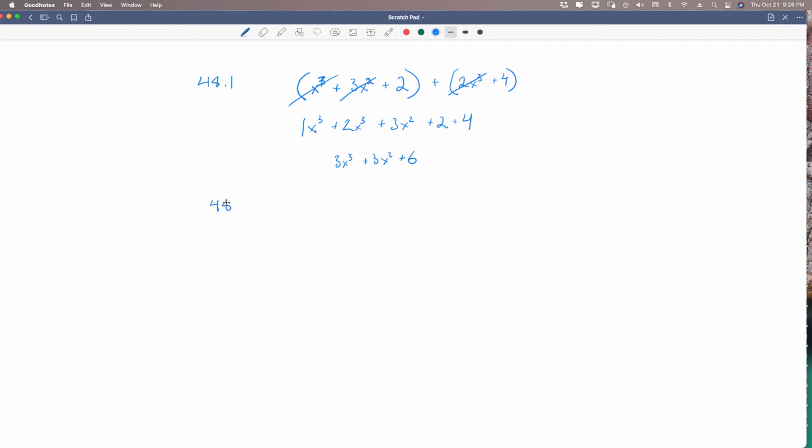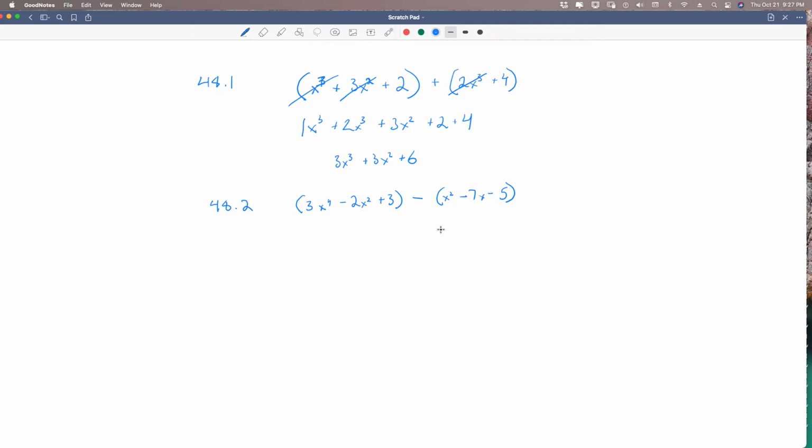All right, let's look at another one, 48.2. All right, we have this trinomial, 3x to the 4th minus 2x squared plus 3. And that's going to be minus x squared minus 7x minus 5.